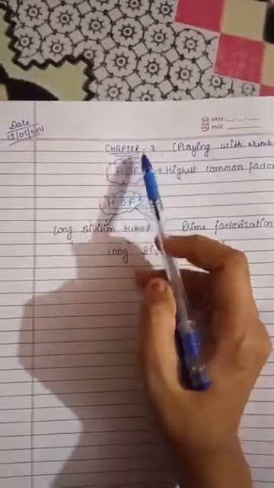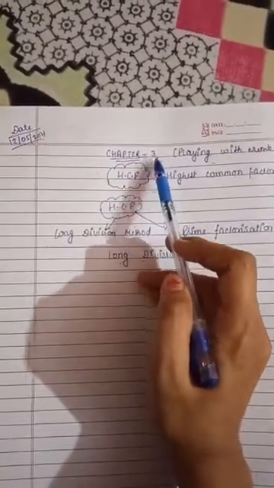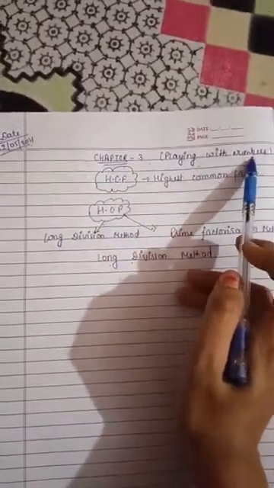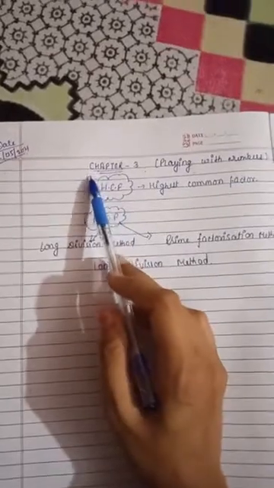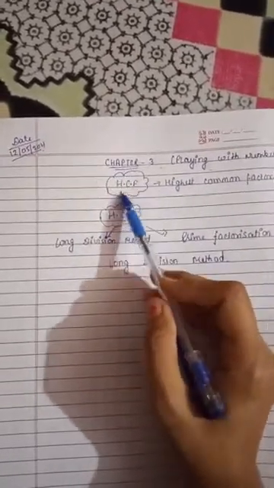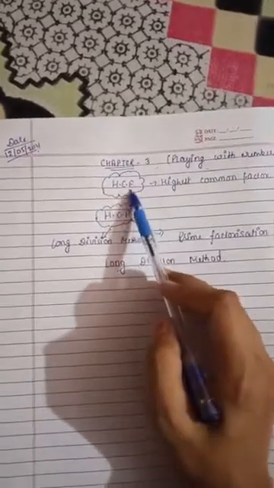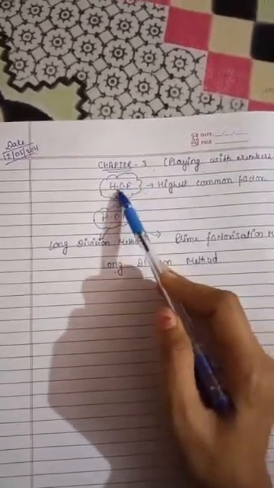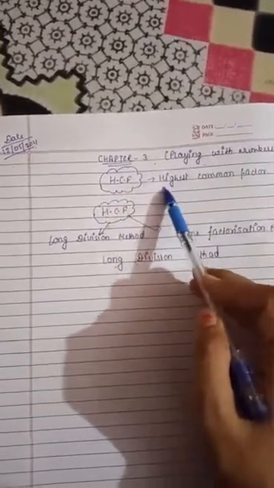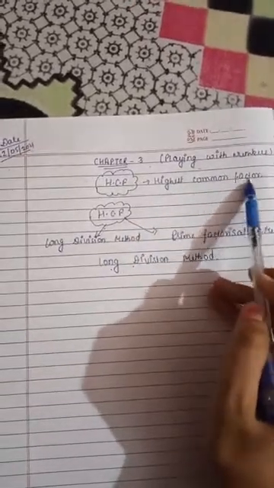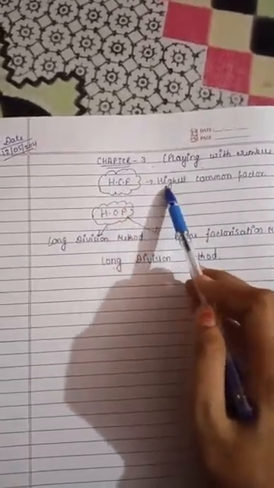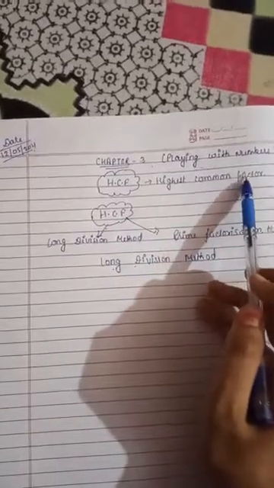As you all know, we are doing chapter number 3, Playing with Numbers. So, continue with our chapter. Today's topic is HCF. What is the full form of HCF? Highest common factor. The full form of HCF is highest common factor.